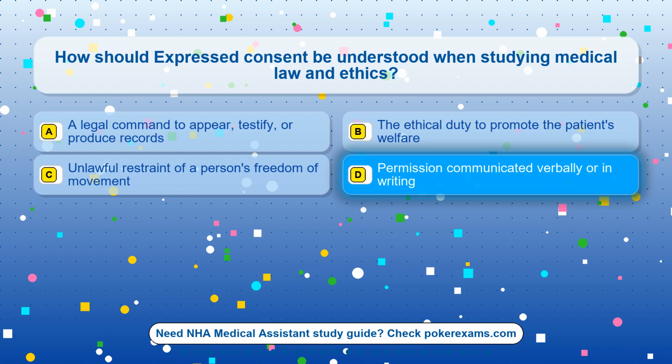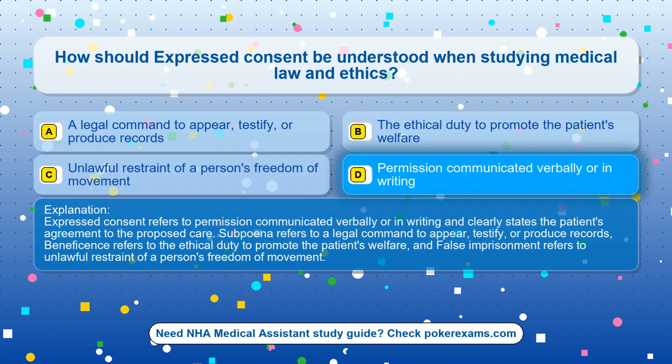The correct answer is option D. Permission communicated verbally or in writing. Expressed consent refers to permission communicated verbally or in writing and clearly states the patient's agreement to the proposed care. Subpoena refers to a legal command to appear, testify, or produce records. Beneficence refers to the ethical duty to promote the patient's welfare, and false imprisonment refers to unlawful restraint of a person's freedom of movement.